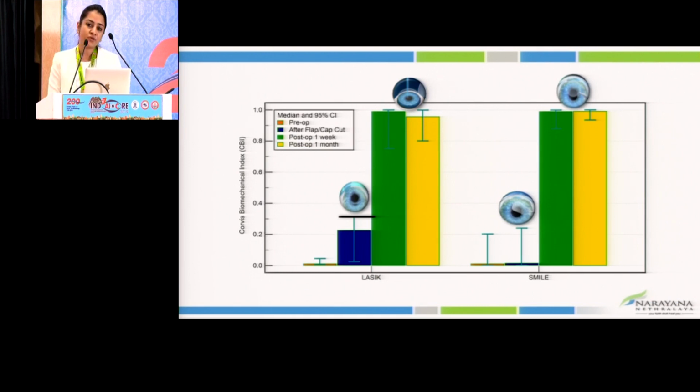We also looked into the Corvis biomechanical index. Here there was no statistical difference between SMILE patients before and after cap cut, whereas you can see here that an 18-fold rise in the Corvis biomechanical index was observed after flap cut in LASIK eyes.